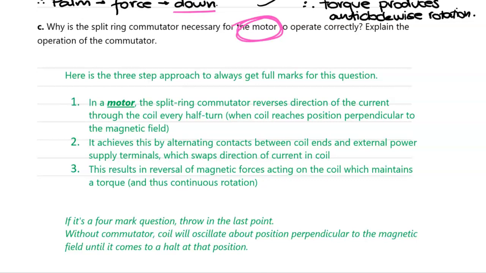Now, you notice at the end, it says if it's a 4-mark question, so that response is a really good answer to a 3-marker. If there was a 4th mark, you could say without a commutator, what would happen? Now, don't focus on wires getting tangled up. Instead, talk about the physics. So we could have the coil will oscillate about a position perpendicular to the magnetic field until it comes to a halt in that position. And remember, we talked about in class what would happen if those forces did not change direction to allow for a continuous torque. That's one thing that you could definitely add in if there were more marks available in the question.